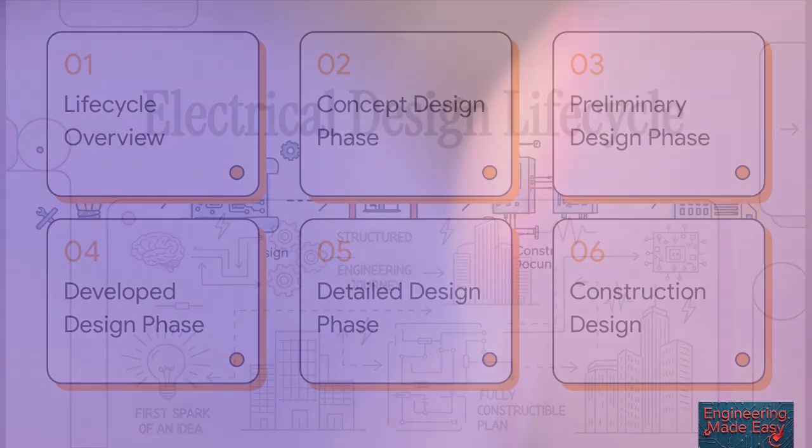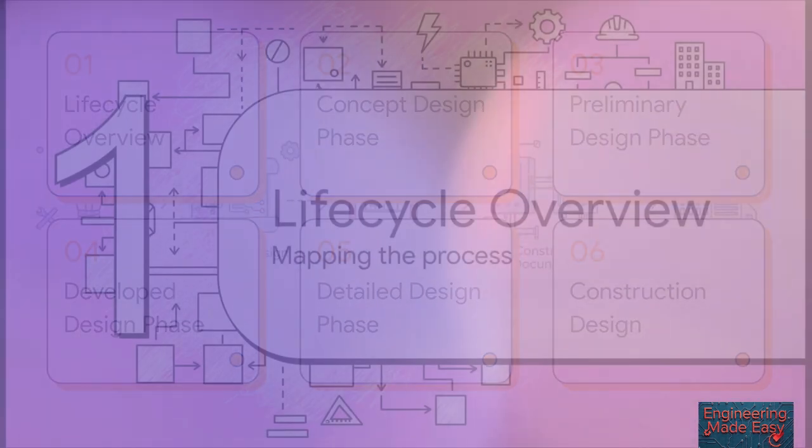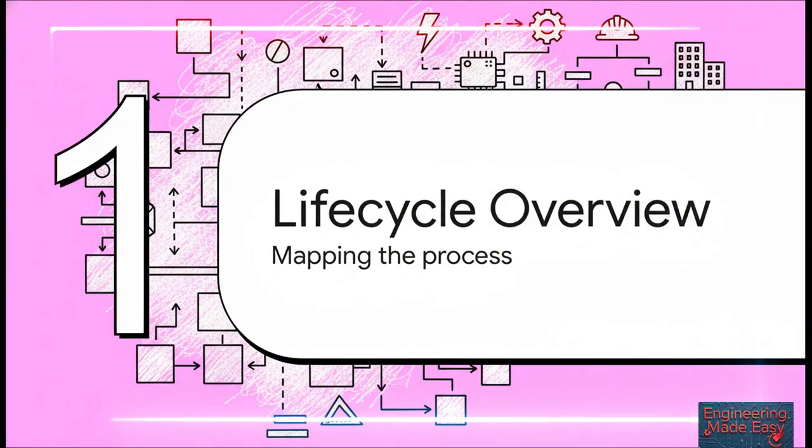So let's jump in. All right, here's how we're going to break it down. We'll kick things off with a big picture overview of the whole life cycle. Then we're going to dive into each of the 5 key phases, one by one: concept, preliminary, developed, detailed, and finally, construction. You'll see how each one builds on the last. All right, first up, Section 1, an overview of the electrical design life cycle.